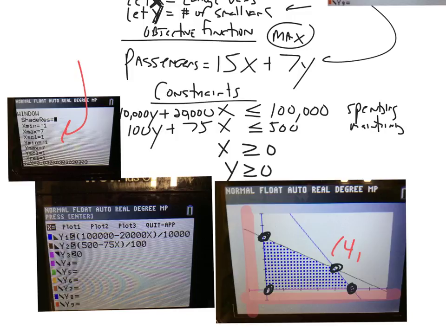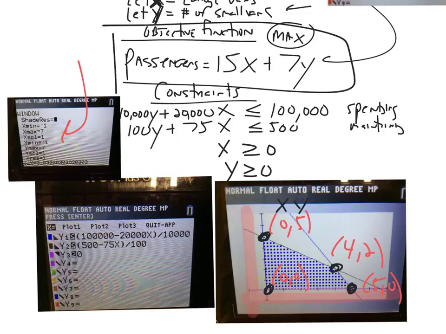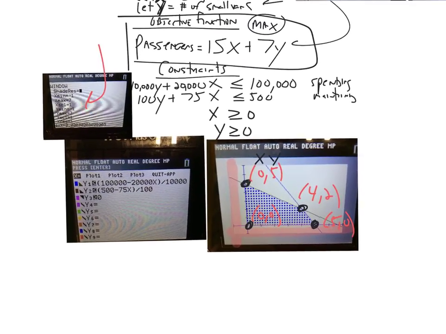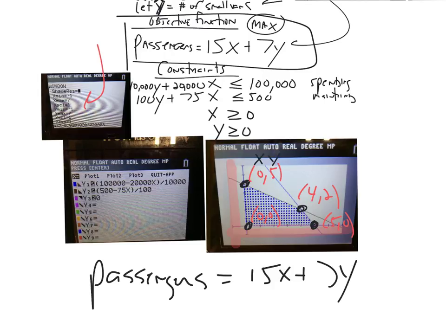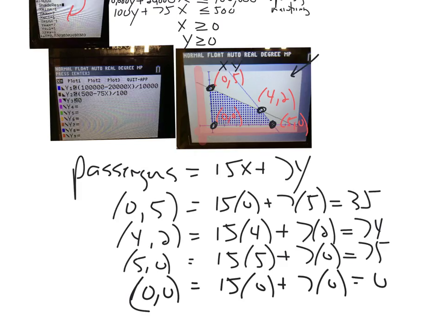And here the vertices should be (4, 2), (5, 0), (0, 5), and the origin (0, 0). So we're going to take each of these vertices and plug them back into this objective function, the passengers, and see which one gives the maximum number of passengers. Each of these points has an x and a y value. So here it looks like the vertex (5, 0) maximizes the number of passengers.